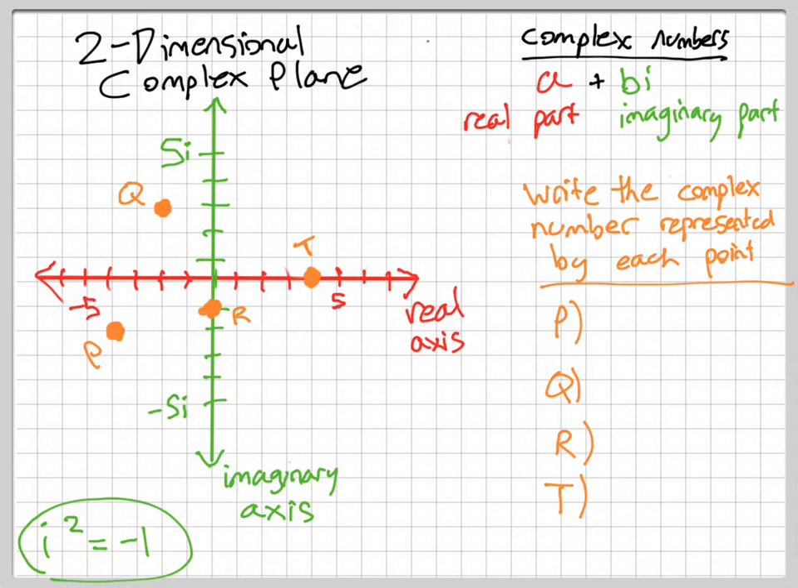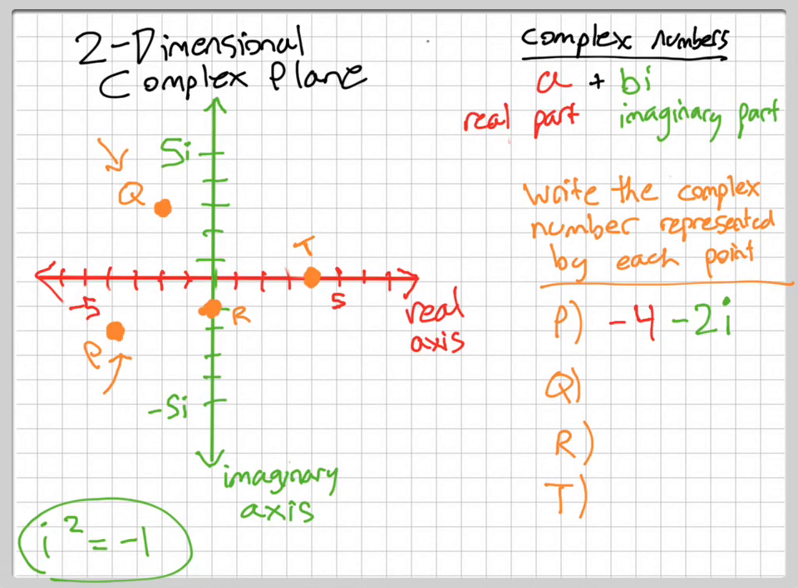And this time we're going to start with the visual and then see if we can write the complex number using symbols. So we have this point P, which on our real axis looks like that is 4 units to the left. So the real portion of that number is -4. And on our imaginary axis, point P is 2 units down. So that represents the imaginary part, imaginary -2 or -2i.